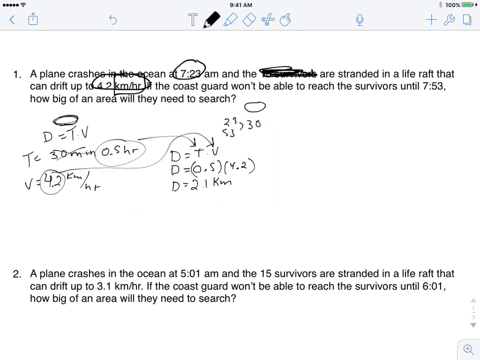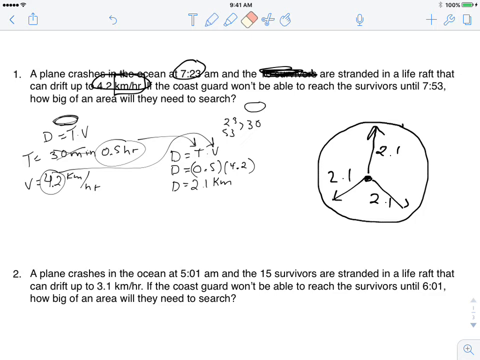Okay, so if we think about the area, well, if I know that the life raft, the plane crashes like here, and I know that the life raft can travel up to 2.1 kilometers, but it can travel in any direction, right? And I don't know exactly which direction it's going to go. Well, if I think about all the possible directions, what I'm going to end up with is this, a circle. Now that circle is going to have a radius of 2.1. From the middle of the circle out to the edge of the circle is 2.1.